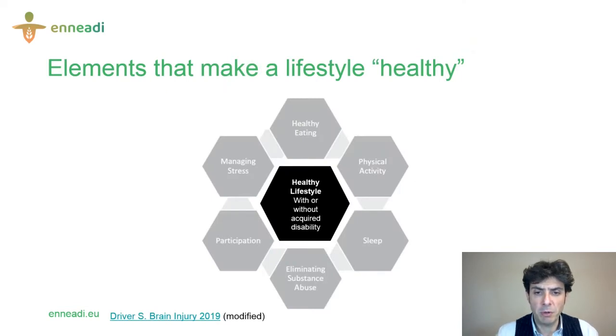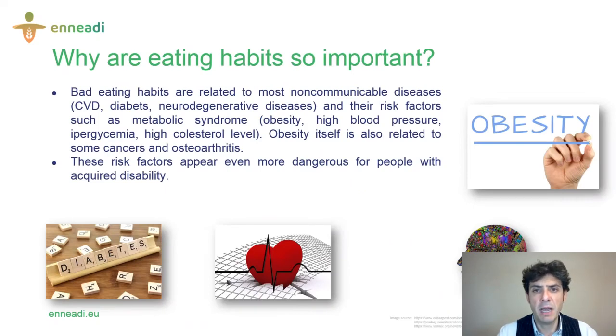As we mentioned before, malnutrition is not only a problem in terms of quantity, how many calories I am introducing through the diet, but it is also a problem in terms of quality. Eating habits become extremely important. Bad eating habits are related to most non-communicable diseases, again cardiovascular diseases, type 2 diabetes, but also neurodegenerative diseases. And their risk factors, such as obesity, high blood pressure, high cholesterol level, hyperglycemia, are extremely related to the type of food we eat.